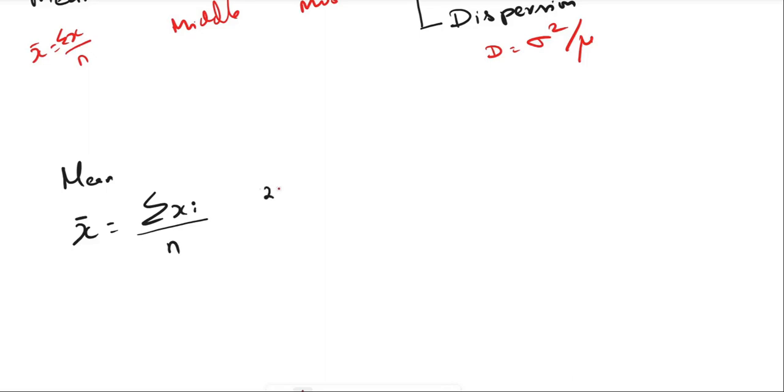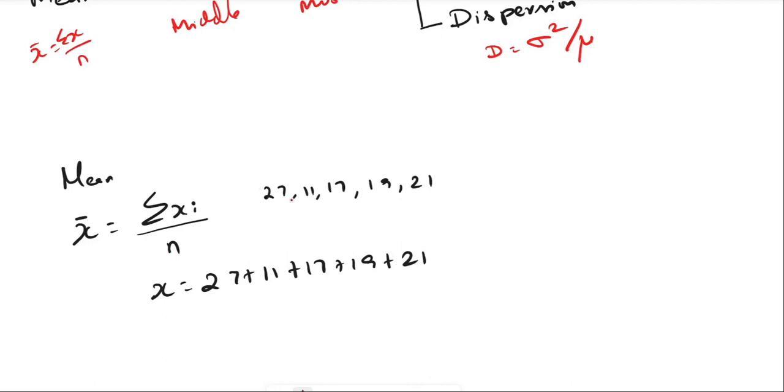Yeah, so see here 27, 11, and of course we have 17, 19, and 21. So here we have totally 5 observations, and to identify the mean of x we have to add every observation. So x is equal to 27 plus 11 plus 17 plus 19 plus 21, divided by the 5 observations. When we add it up and divide, we get 19.